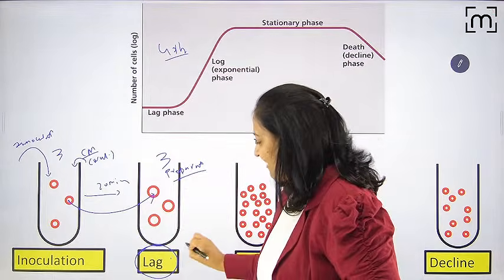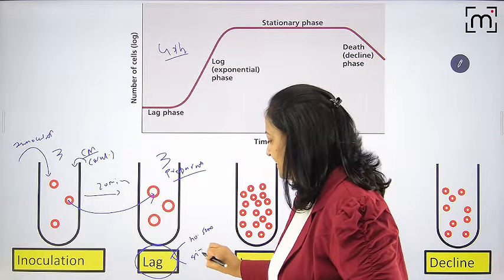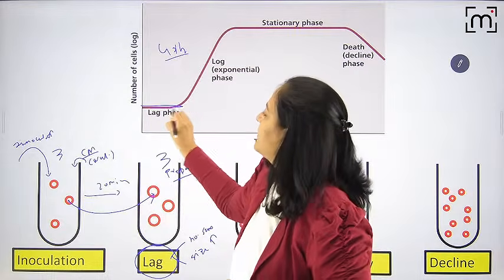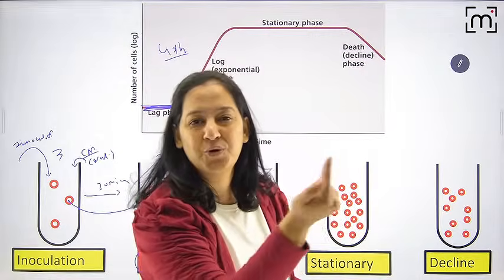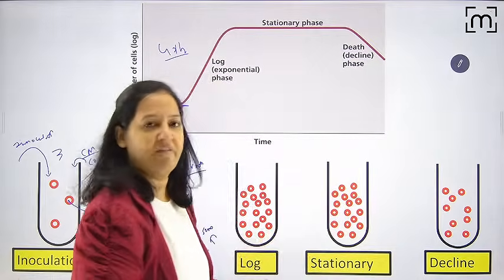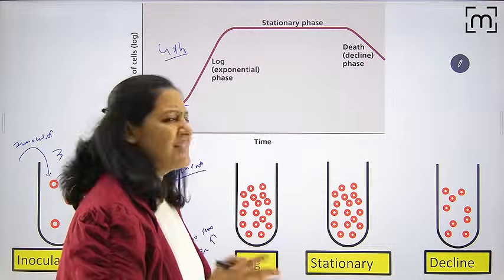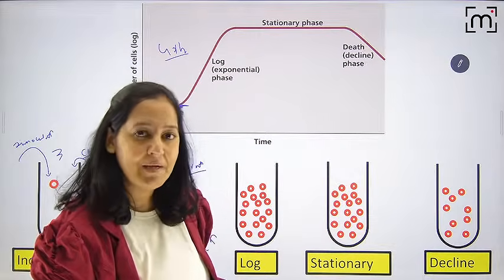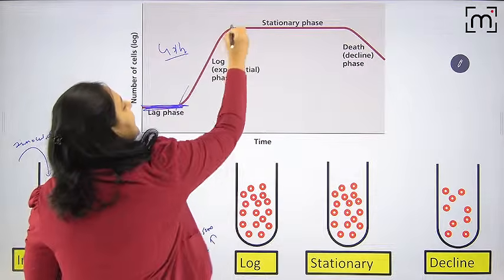So what is the property of lag phase? Number same, but size increase. This is lag. The first phase is lag. Appreciate the graph. Now the preparation is done. Now it's time to run the show. They start dividing. Have you read mathematics in your childhood? In your 7th, 8th standard, you have a chapter logarithm. What is logarithm? Logarithm means exponential growth.